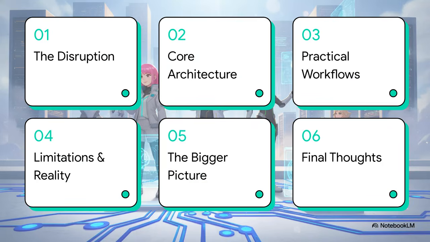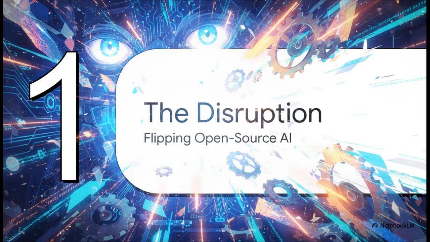Here's the game plan for today's explainer. We'll start with the disruption, then move to core architectural pillars, followed by real-world practical workflows. After that, we'll do a limitations and hype check, zoom out for the bigger picture, and wrap up with final thoughts. Okay, let's dive right into part 1, the disruption. Let's look at how this is flipping the open source world on its head.